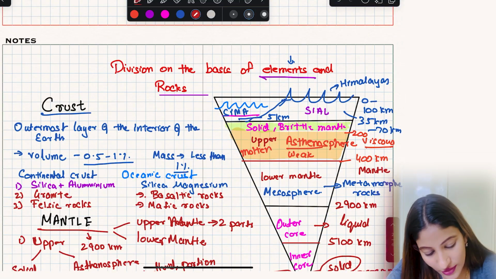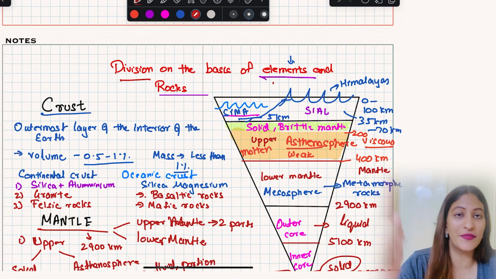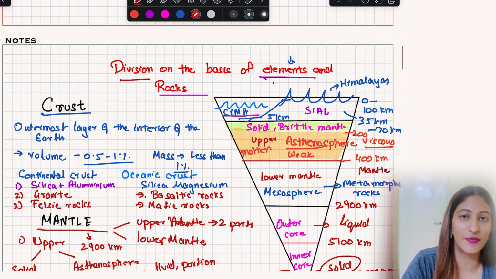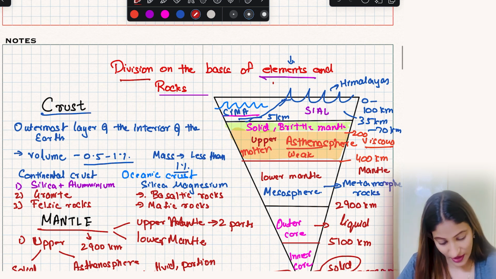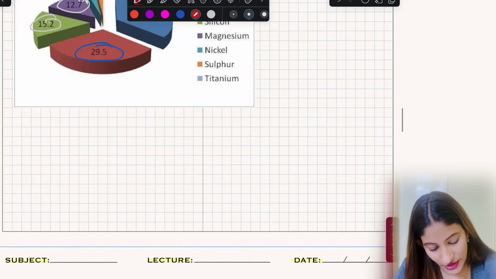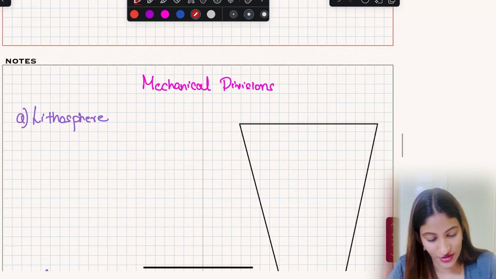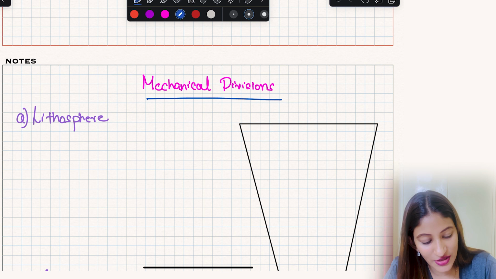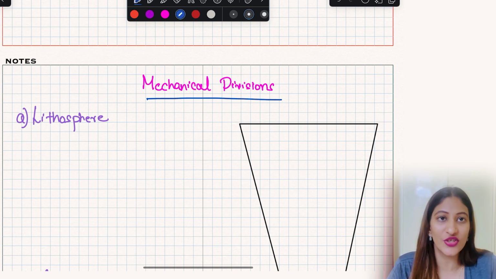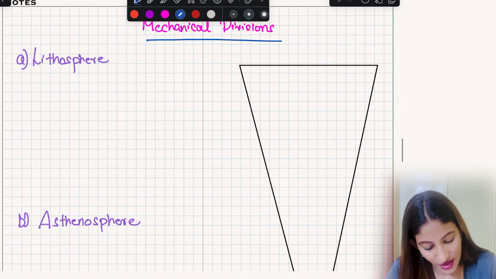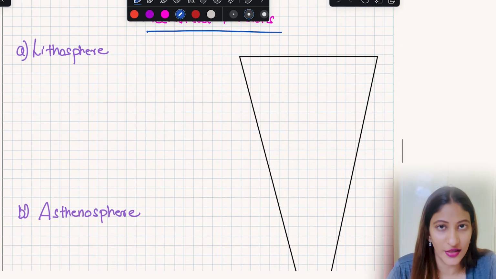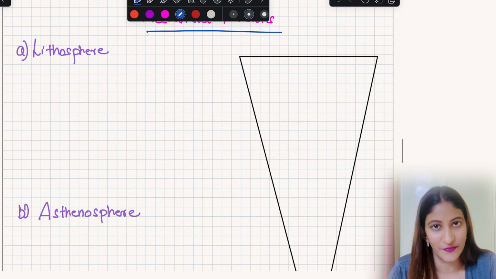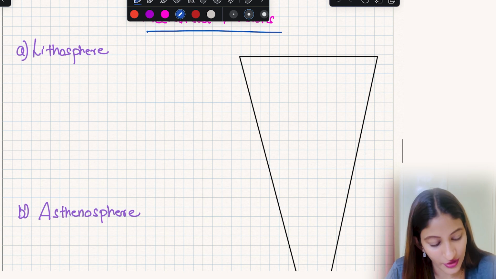Now, as we have completed the divisions on the basis of elements and rocks, not just the sedimentary rocks and the metamorphic rocks, we talked about the mafic and the felsic rocks as well. Now, move on to the mechanical portion, the mechanical divisions. As I have told you, the mechanical divisions refer to how the physical structure of the interior appears. On the basis of that, we have three layers: lithosphere, asthenosphere and mesosphere. You have already understood about asthenosphere and mesosphere. However, we have to talk about the lithosphere a bit.